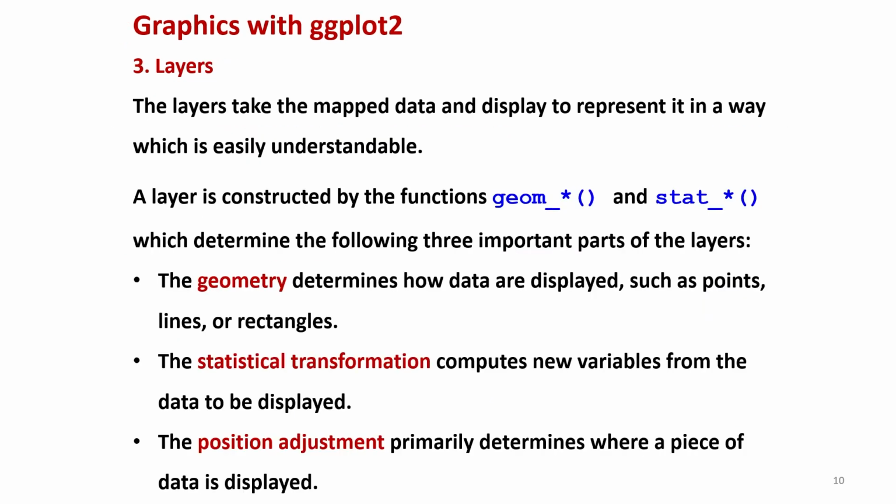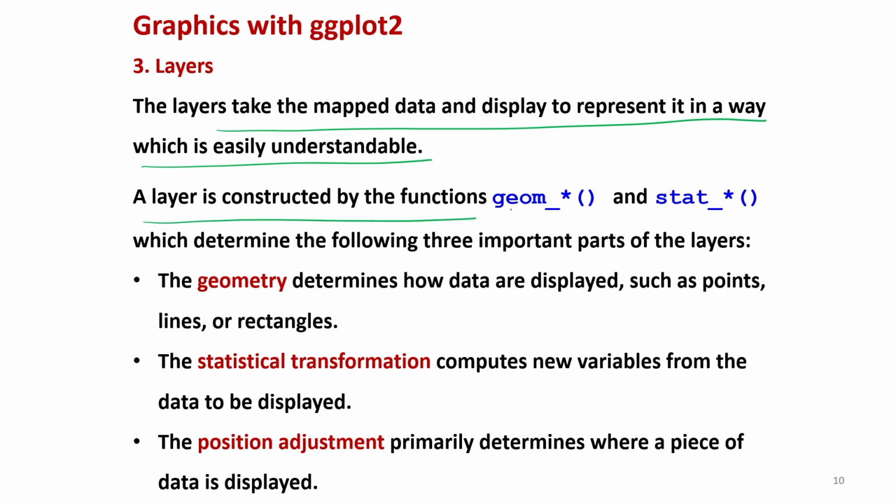Then we have the concept of layers. The layers take the mapped data and display it in a way which is easily understandable. And this will add different types of features to the graphics so that they are able to convey the hidden information in a much better way, which is easy to understand. So a layer is constructed by using functions like geom_ and stat_.